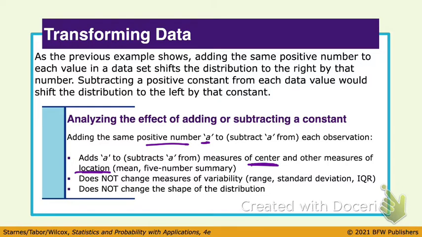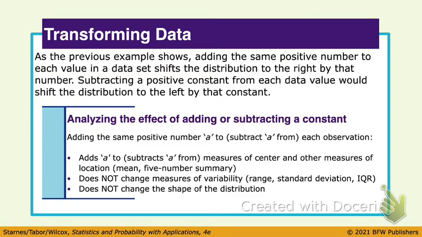So basically when I add a value to my distribution, I add to all of my measures of location. It does not change measures of variability, my range, my standard deviation, my IQR, and it does not change my shape. My shape is still the same, I'm just moving the location of all of the data. So that's what happens when we add. Now if we subtract, same thing, I'm just moving it down. So adding and subtracting, this is what happens.